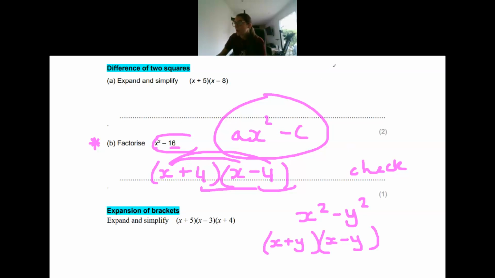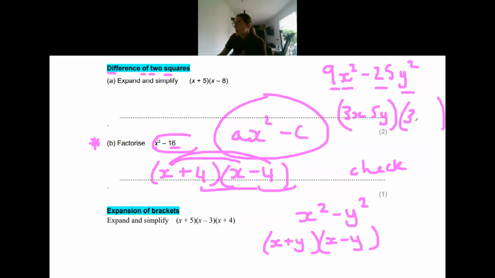If I had 9x squared minus 25y squared, that's a square, that's a square. So it's difference of 2 squares, or dots, some people call it. So I square root everything, 3x, 5y, 3x, 5y. One's positive, one's negative. Difference means to subtract, which is why one's plus, one's minus.